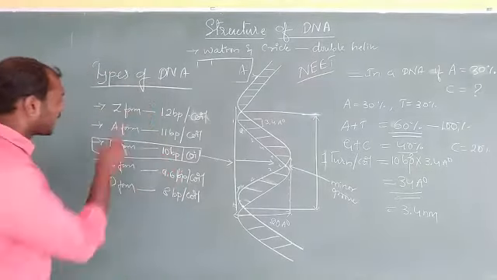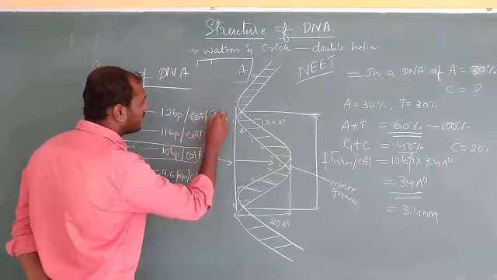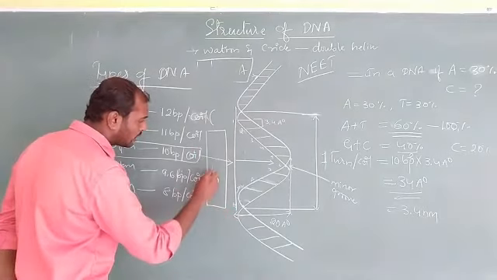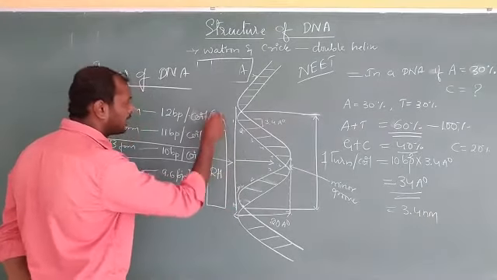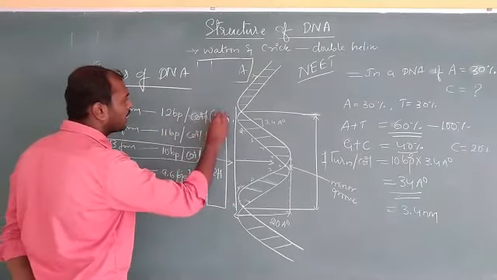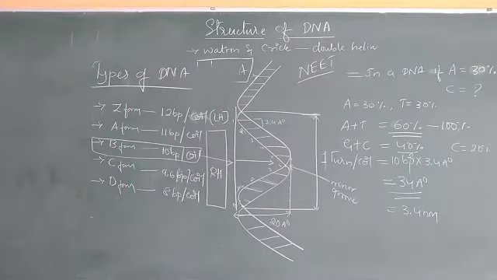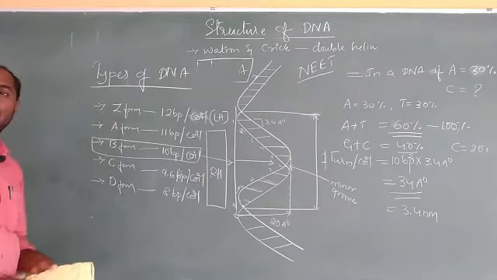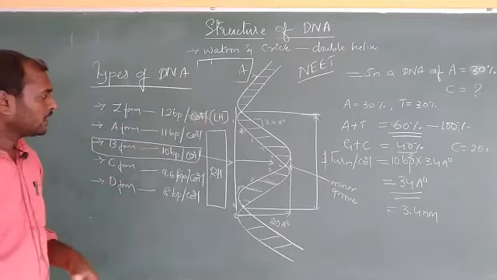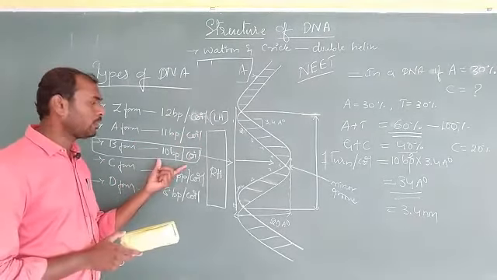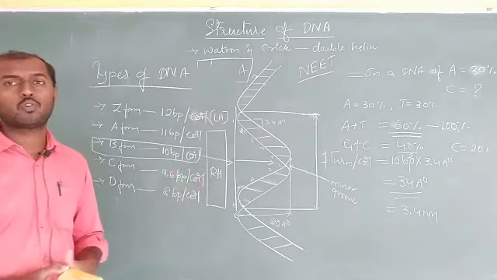So except Z DNA, all the DNAs are right-handed DNA. So Z DNA is left-handed DNA. So all the DNA are right-handed, and only Z is left-handed DNA. So B form DNA is the most common form of DNA.